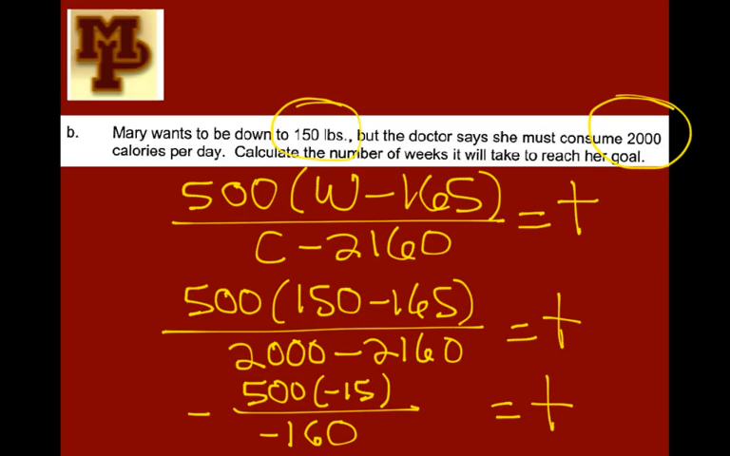Right? And so let's work that out. So we got 500 times negative 15, and we're dividing that by negative 160. So I get 46.875. So about 47 weeks it would take to get to that weight. So 47 weeks. Okay? So hopefully that helps.